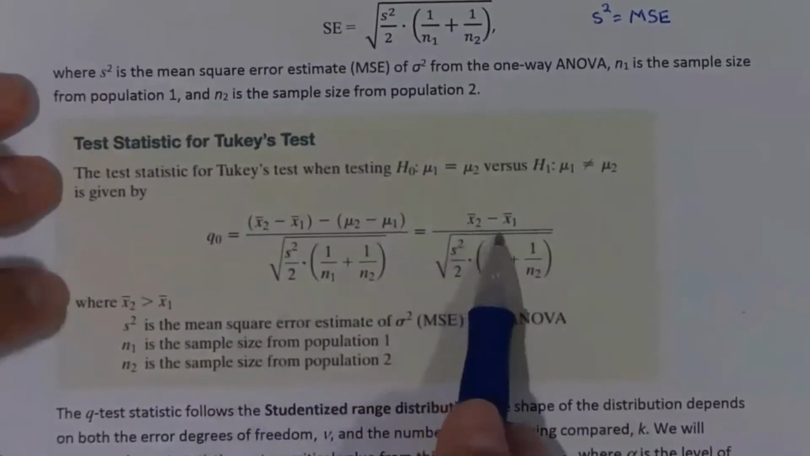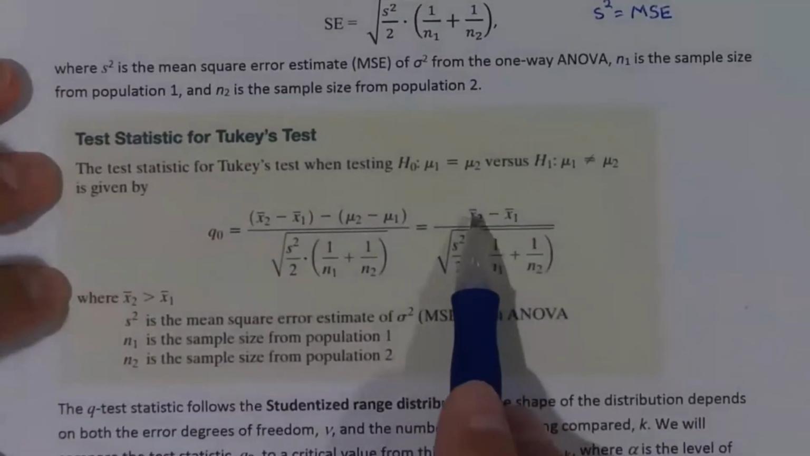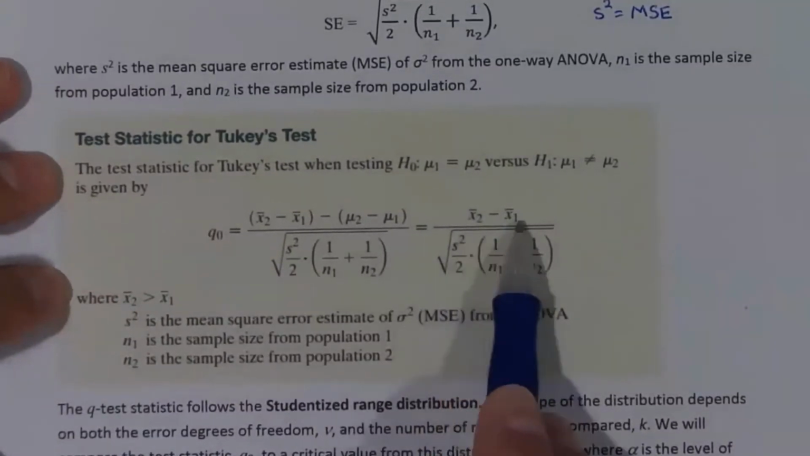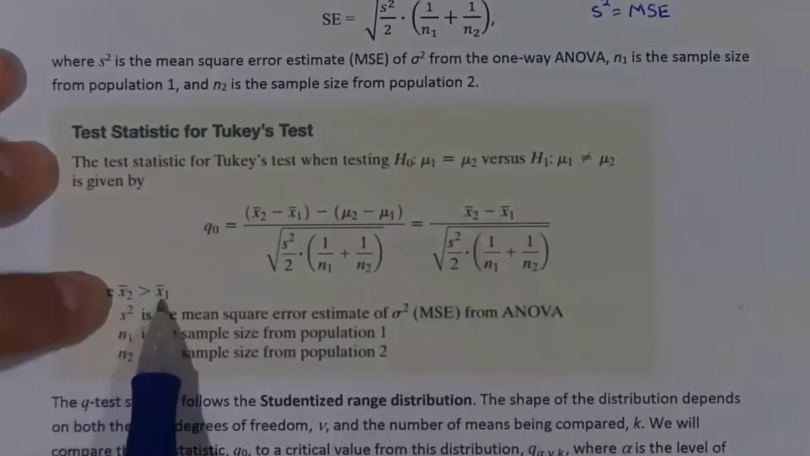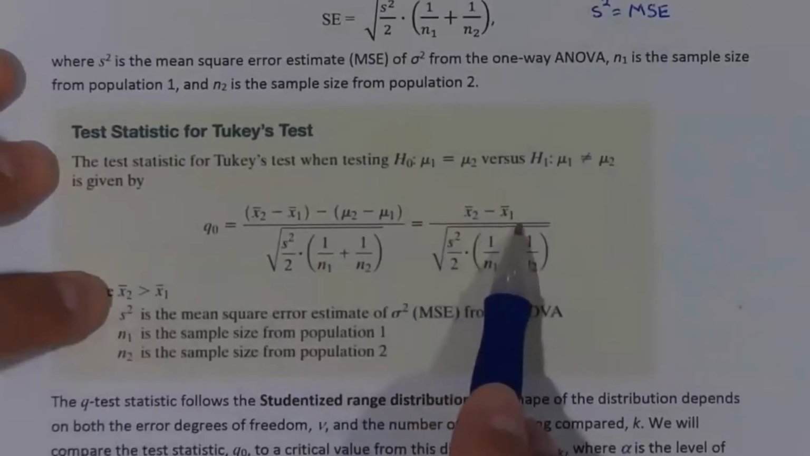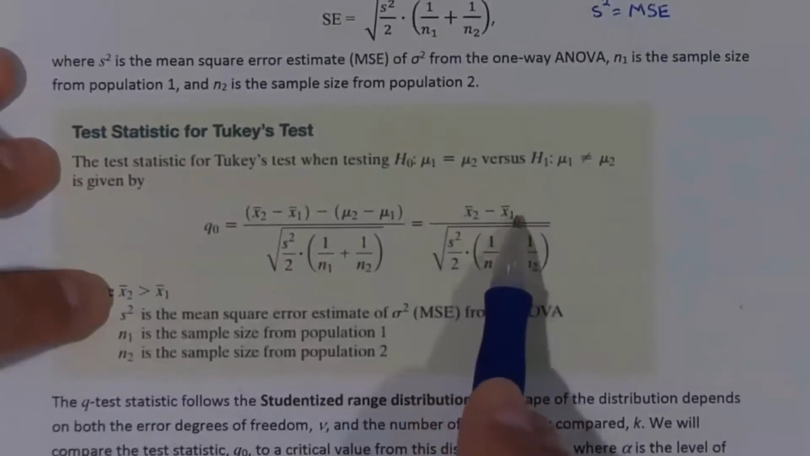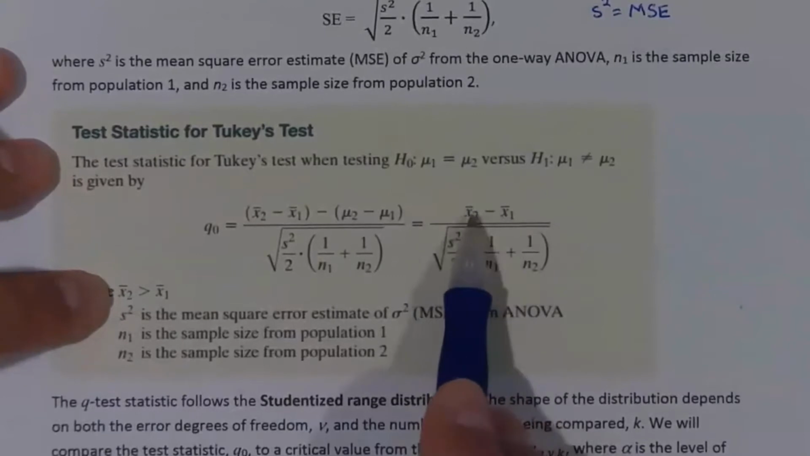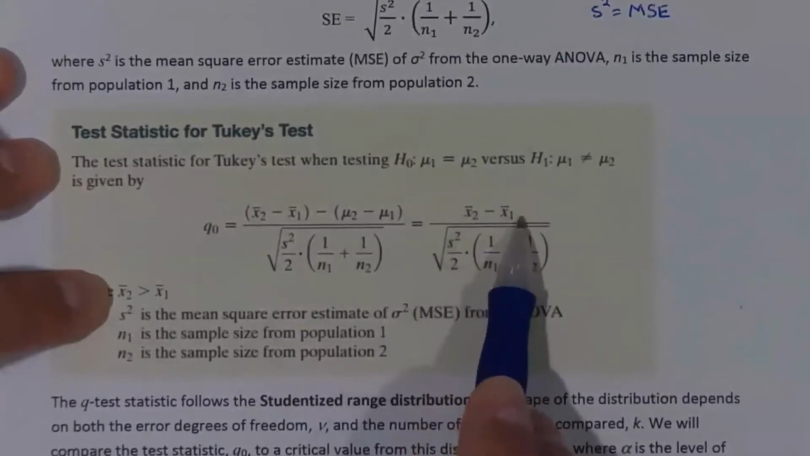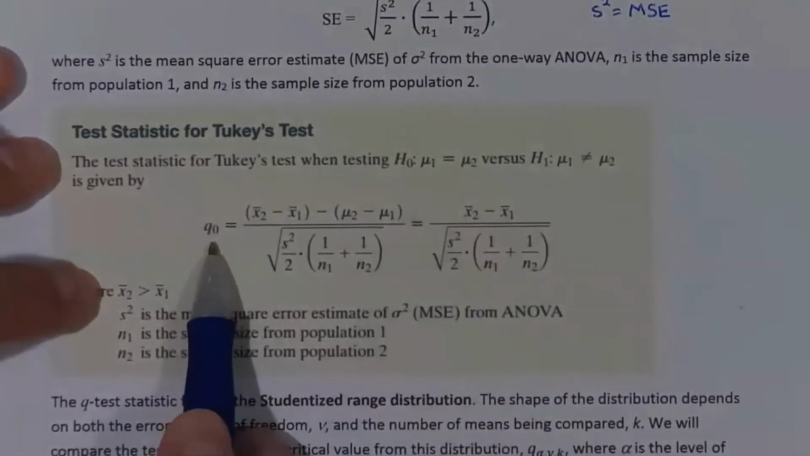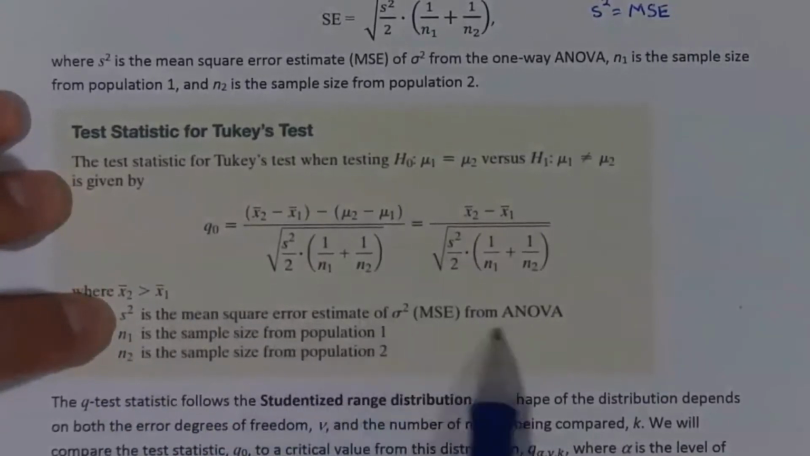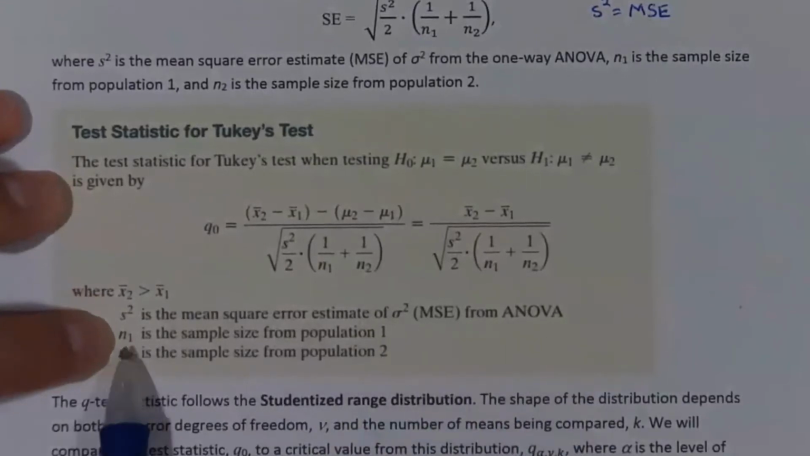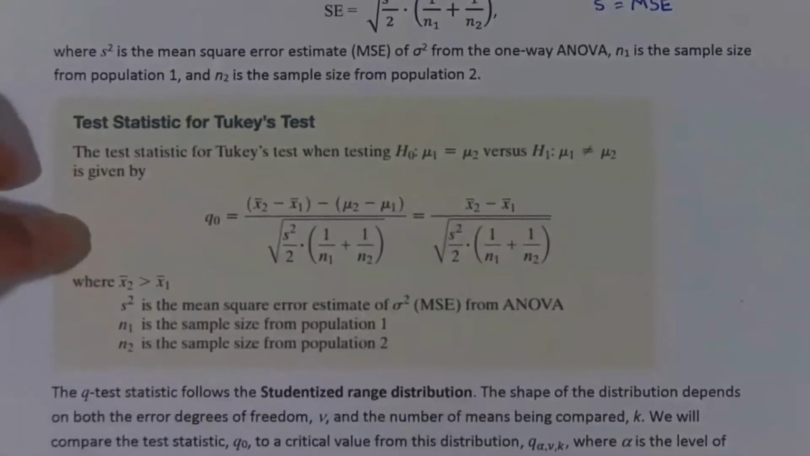Now we are going to always arrange this so that the larger sample mean is in front and the smaller sample mean is in back. So X bar 2 is going to be bigger than X bar 1. And again, we're just looking at pairs, so it doesn't really matter, but we always want the bigger number in front, the smaller number in back. So this test statistic is always going to be positive. Again, S squared is the mean squared error estimate, or the MSE from the ANOVA. N1 is the sample size from population 1, and N2 is the sample size from population 2.